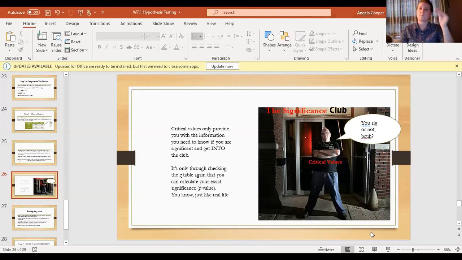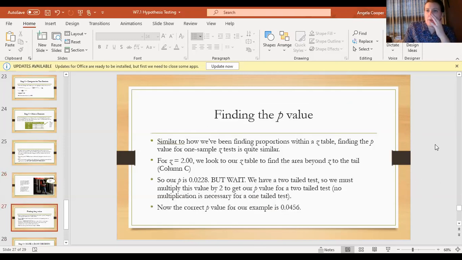Okay, so the critical values only tell you if you have statistical significance or not. They only tell you if you need to retain or reject the null hypothesis. It gets you in the club, in the significance club. Now, the z-table provides you the exact probability. So if we look at our z-table for 2.00, and we want to know beyond the tail, we want to look at column C, because that's where our significance is. That's where we want our values to be.